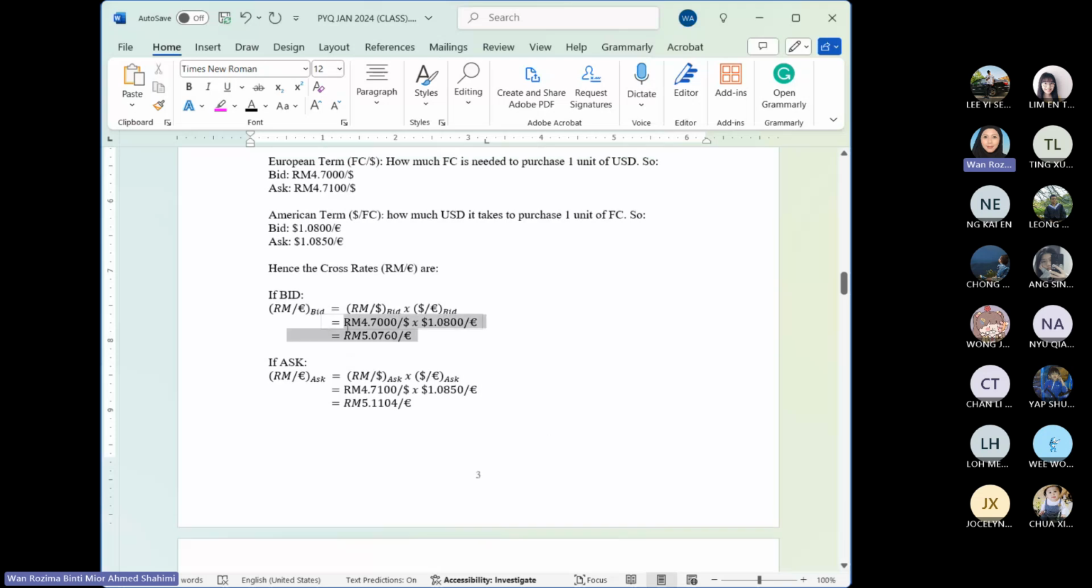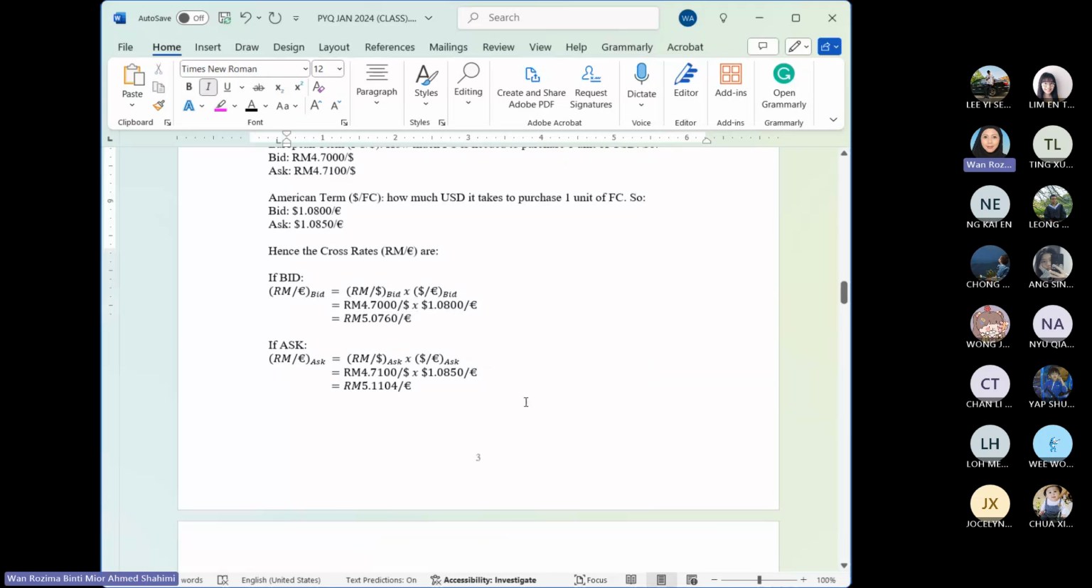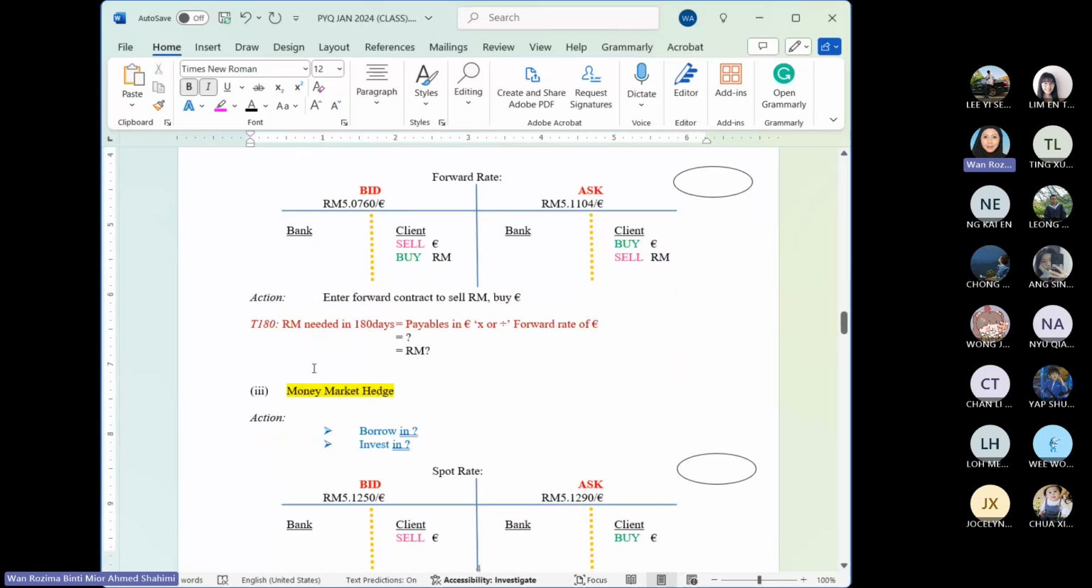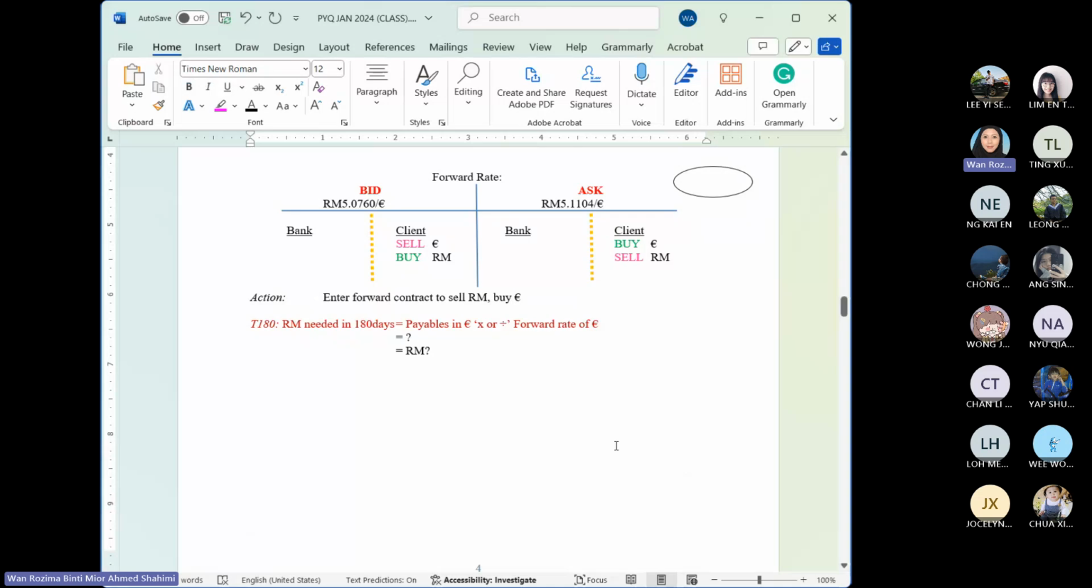Once I have this, I write it here. This one is the cross rate for forward rate. Just focus on this one first. Now we have a better picture. Now, accounts payable, needed in 180 days, euro 4 million. So times or divide, later we decide.